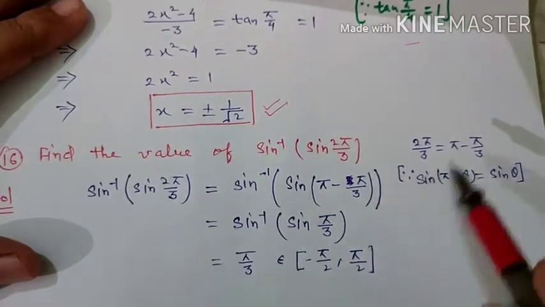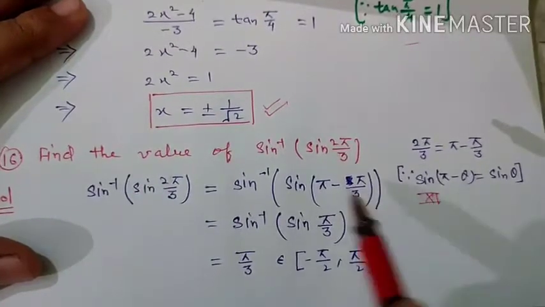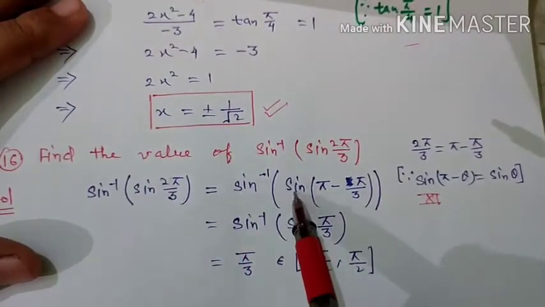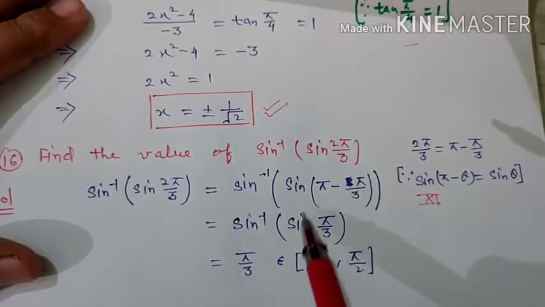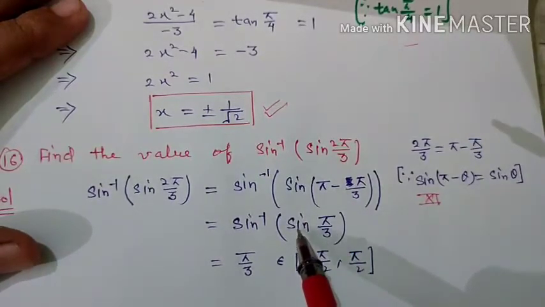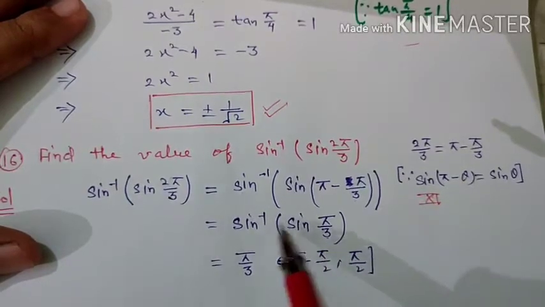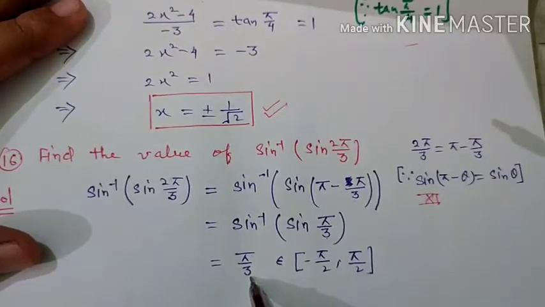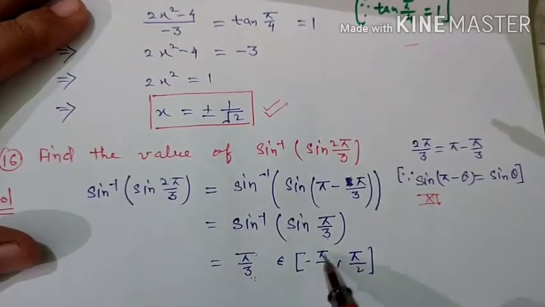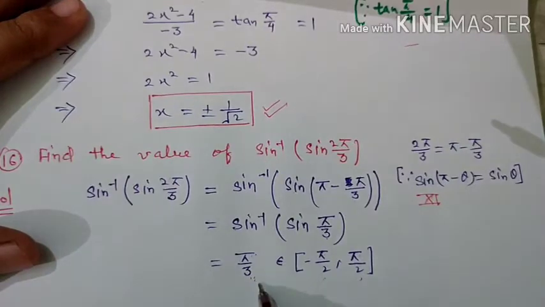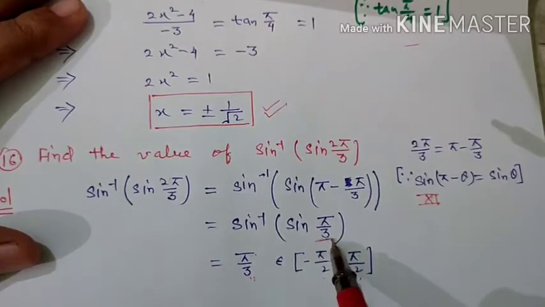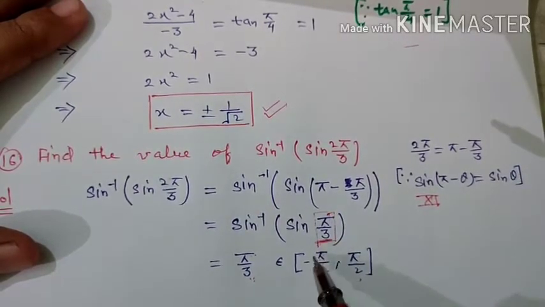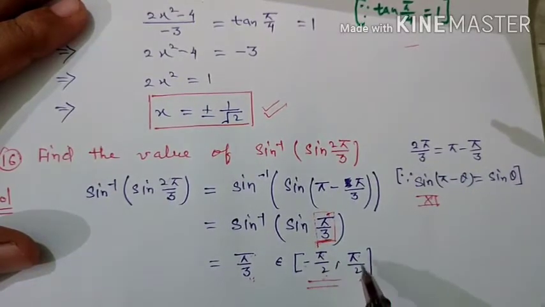In class 11th we have studied this formula. Now we are applying it here: sin⁻¹(sin(pi − pi by 3)), and sin(pi − pi by 3) is sin(pi by 3). Then sin inverse sin cancelled, we can say it is equal to pi by 3, because this is lying in the interval minus pi by 2 to pi by 2. Basically we have to try in such a way that whatever answer is coming at this place should lie between minus pi by 2 to pi by 2.